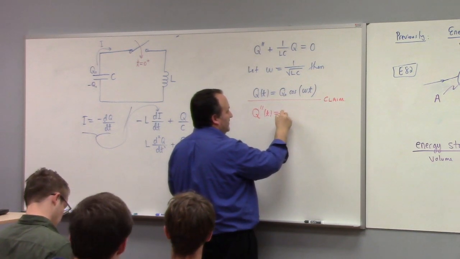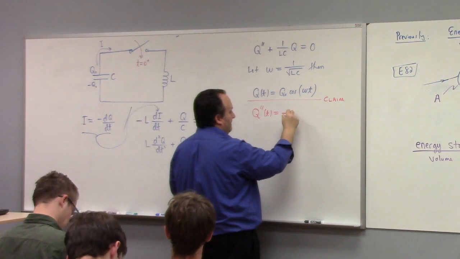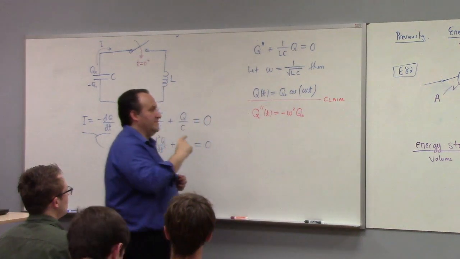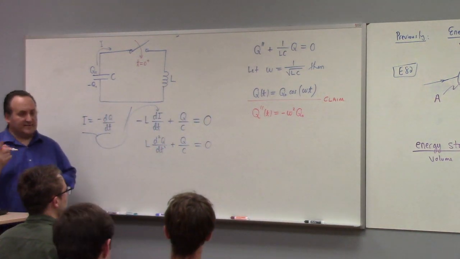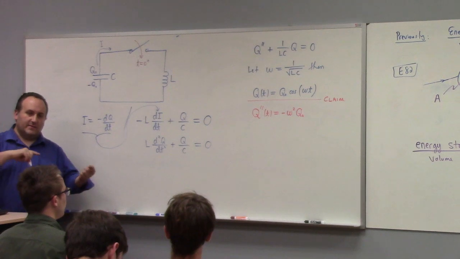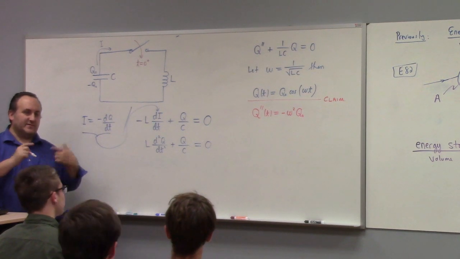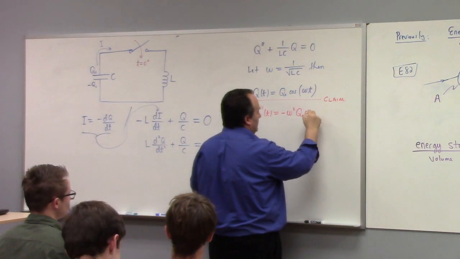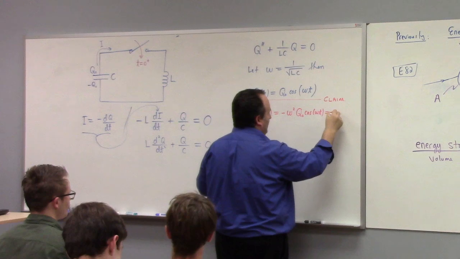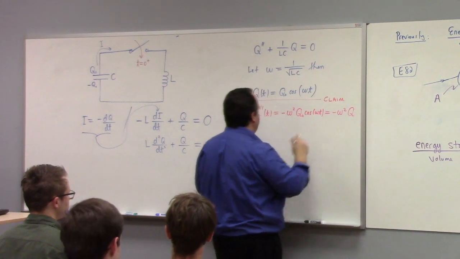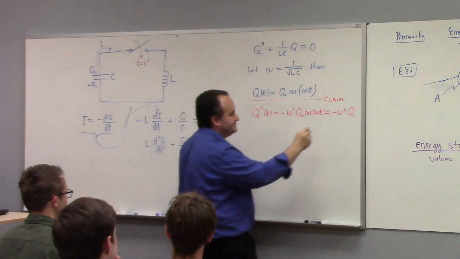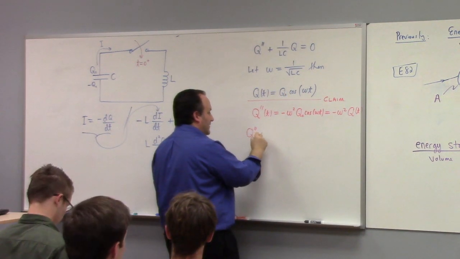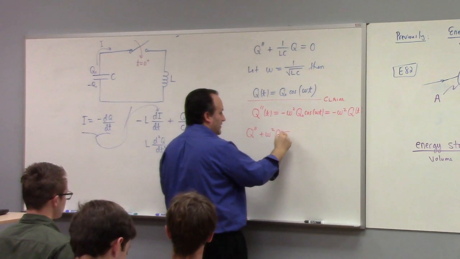Right idea? It's negative omega q sine omega t. Well, two derivatives though. So the first one gives you a minus omega q naught sine omega t, but then differentiate again, you get another omega, so you get a minus omega squared q naught cosine omega t, right? Which is nothing more than minus omega squared q of t, right? So what that shows you is that if we take q prime prime plus omega squared q, we'll get 0.